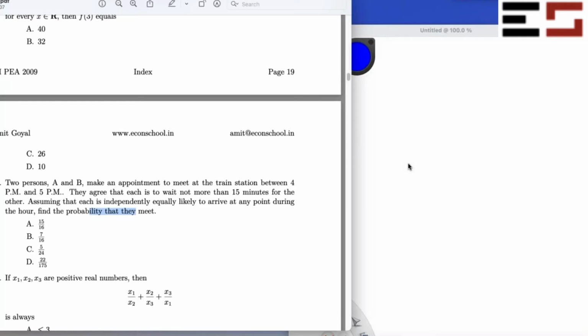Okay, and let me call 4 p.m. to be 0 and 5 p.m. to be 1. Okay, and if 1 hour is 1 unit, then what is 15 minutes? If 1 hour is 1 unit, then what is the corresponding value for 15 minutes? 0.25. Absolutely, 0.25.